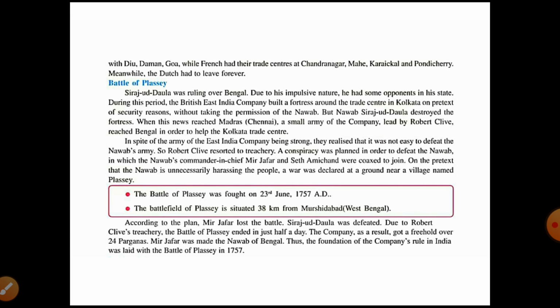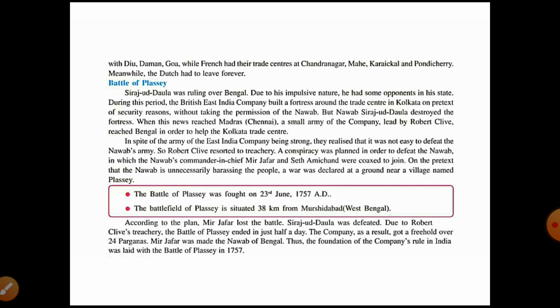The company as a result got a freehold over 24 Parganas. After defeating Siraj-ud-Dowlah's army, the company got a freehold over 24 Parganas. Parganas means areas, like a province. So the company got freehold, which means they controlled the 24 Parganas.